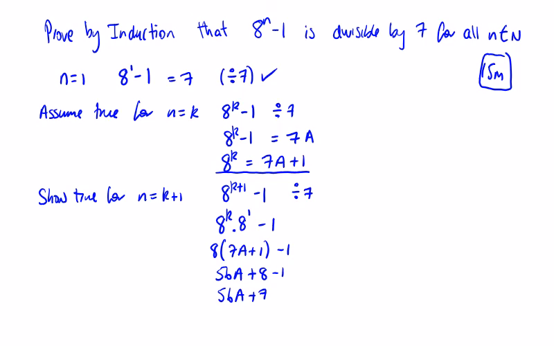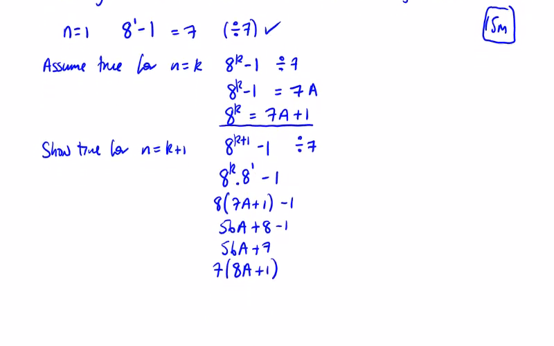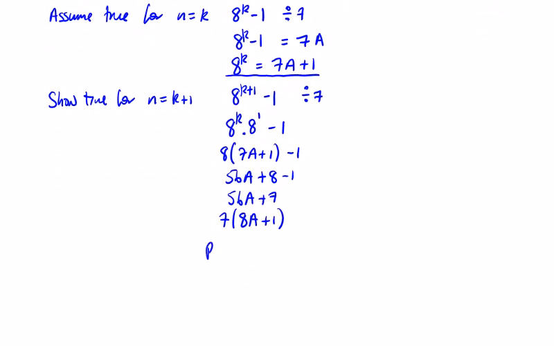And we can factor out a 7. We have our proof. So is that 7 times 8 is 56? So that's pretty much it done. Therefore, when n is equal to k plus 1, it's divisible by 7. Therefore, shown true for n equal to 1.